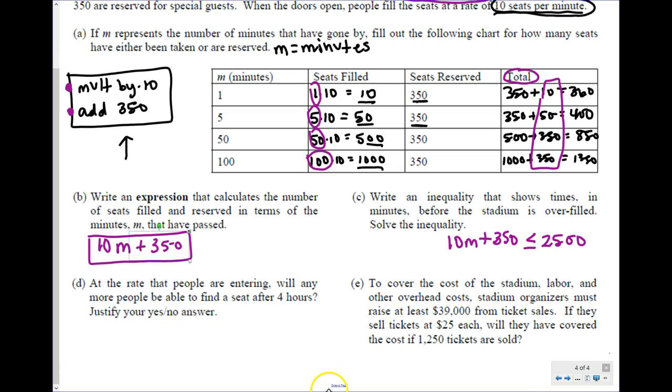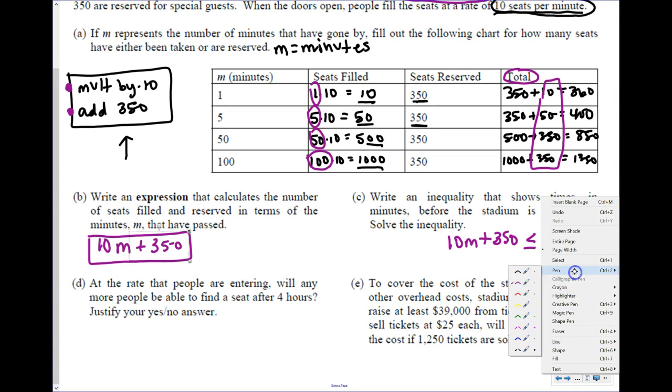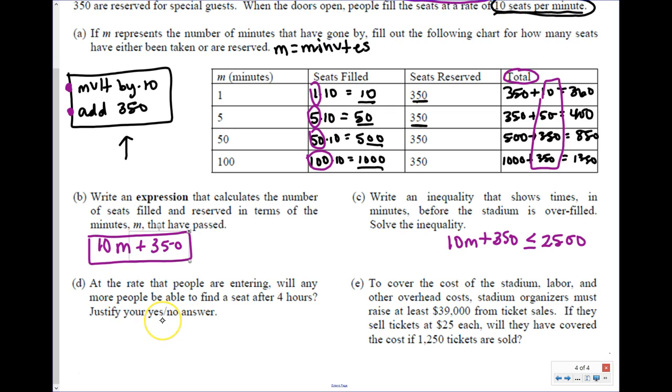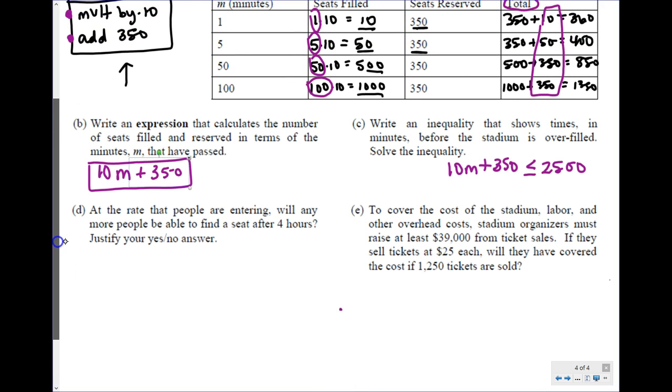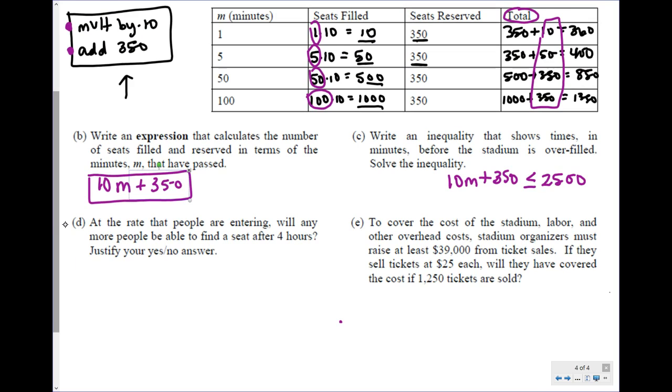So now we're going to answer some questions about our equation that we just made. It says, at the rate that people are entering, will any more people be able to find a seat after 4 hours? Well, now this becomes a little tricky because what unit have we been working with so far? We've only been working with minutes. So now we have to figure out, okay, 4 hours, let me use a different color. We have to think about how many minutes are in an hour. So I have 4 hours, and how many minutes will that be? Well, how many minutes are in an hour? 60, right? So it's like saying 60 plus 60.